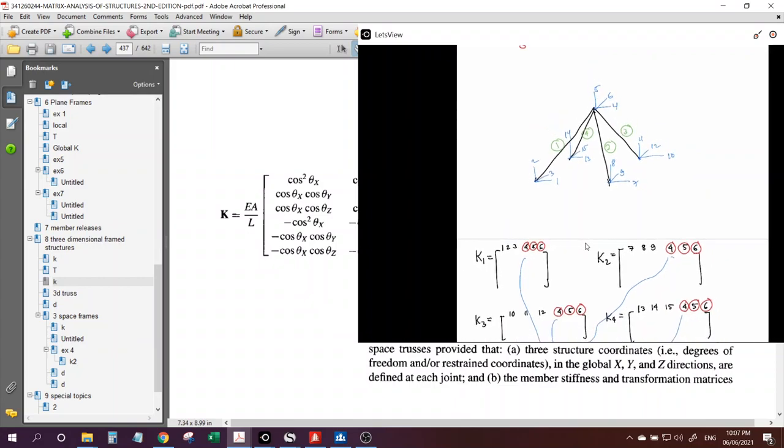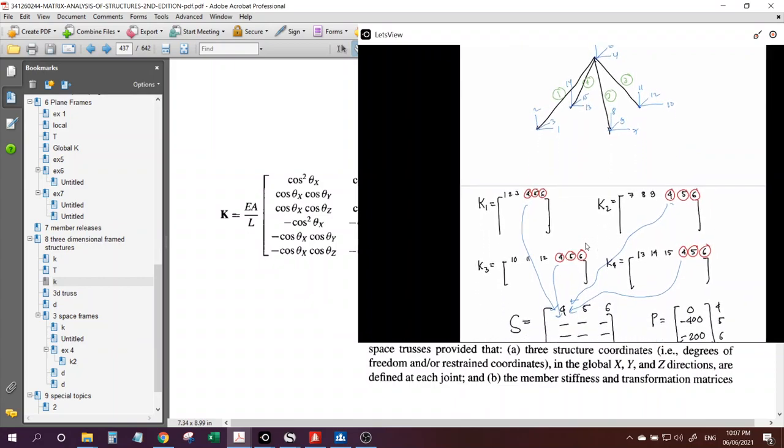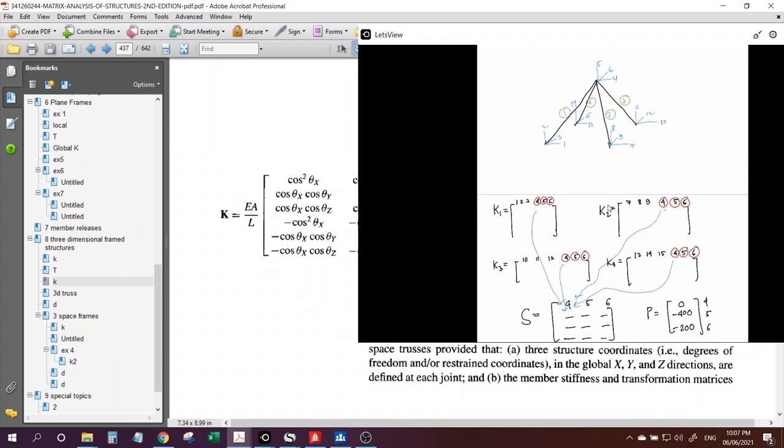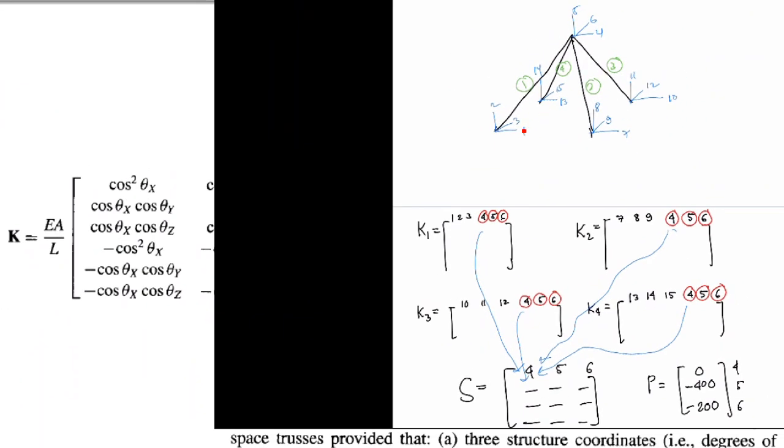Okay, so if I just updated this. So assign this as 1, 2, 3, 4, 5, 6. So 1, 2, 3, 4, 5, 6. For member 2, it's 7, 8, 9, 4, 5, 6. So our convention is first the x direction, next is the y direction, and last is the z direction.